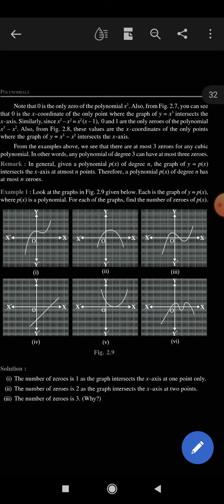Remark: in general, given a polynomial p(x) of degree n, the graph of y is equal to p(x) intersects the x-axis at at most n points. Therefore, a polynomial p(x) of degree n has at most n zeros.